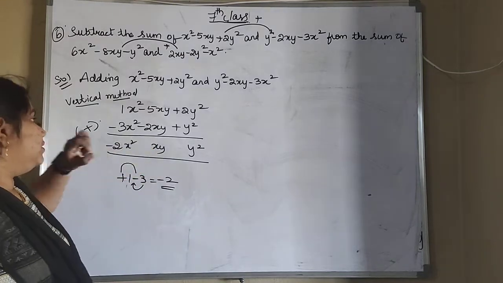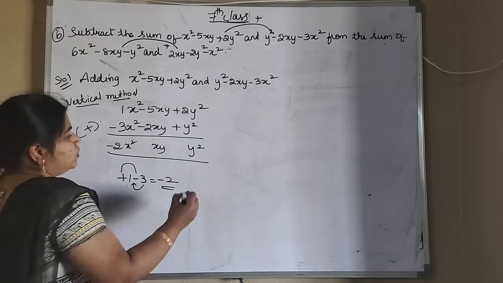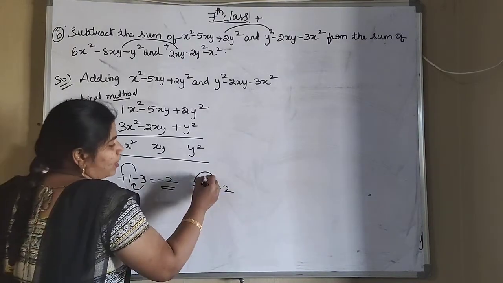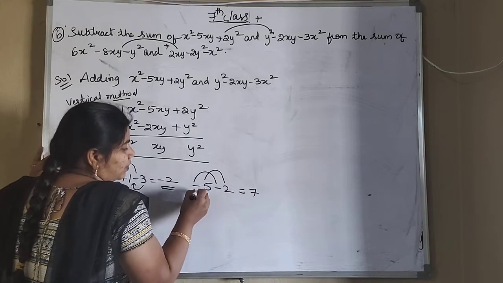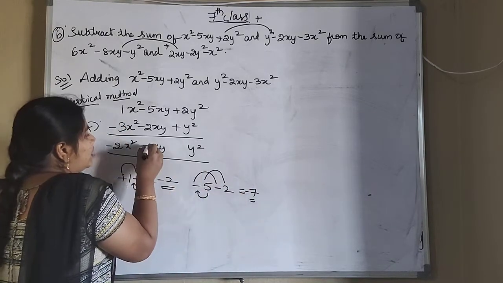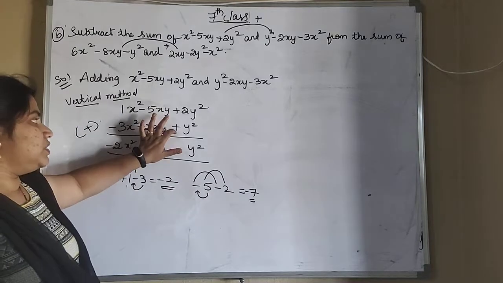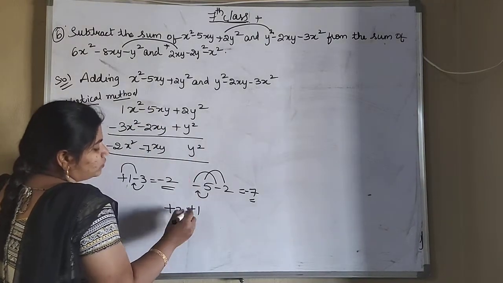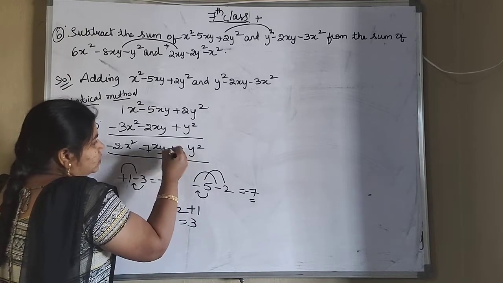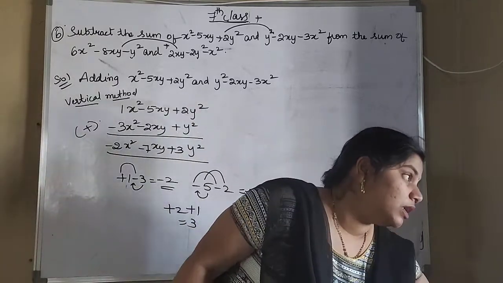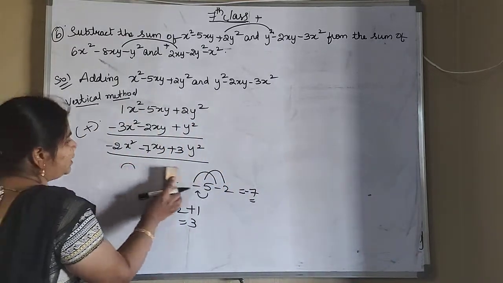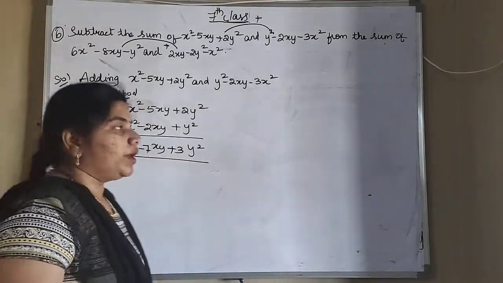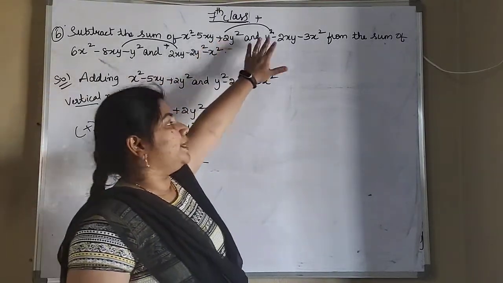Next is this one, minus 5 minus 2. Minus 5 minus 2 is how much? Minus into minus is plus, 5 plus 2 is 7, and the bigger number's sign is minus. So you got minus 7 here. Next, plus 2 plus 1 will be plus 3. So the first expression is minus 2x square minus 7xy plus 3y square. This is the addition of the first two expressions.